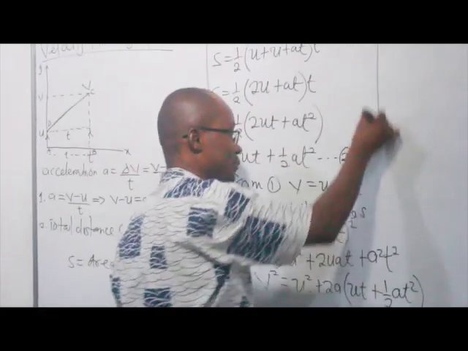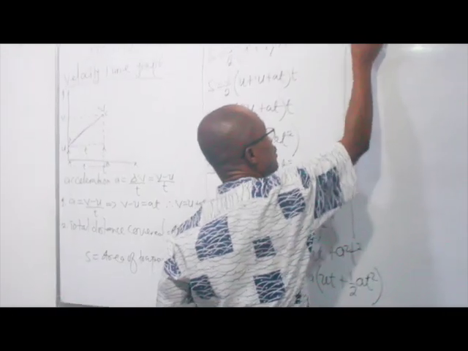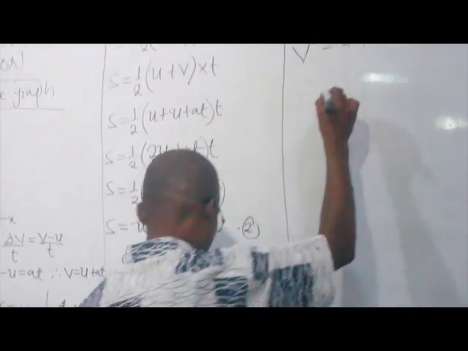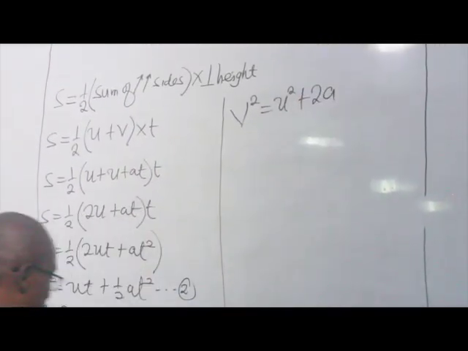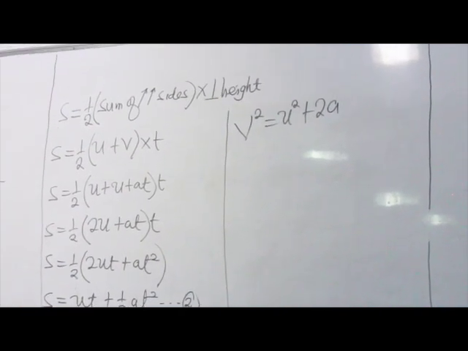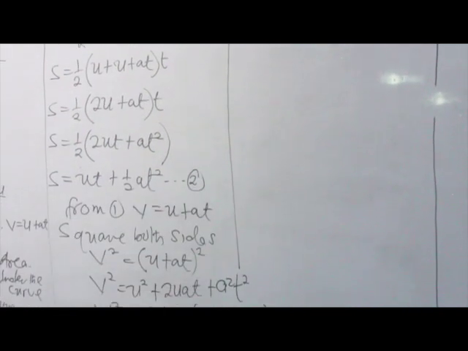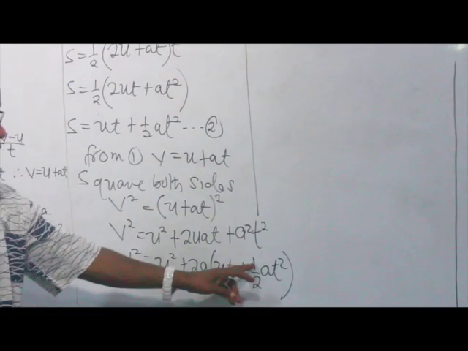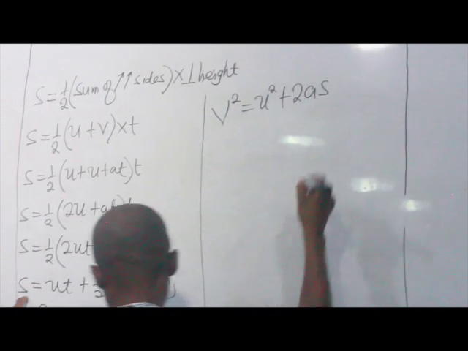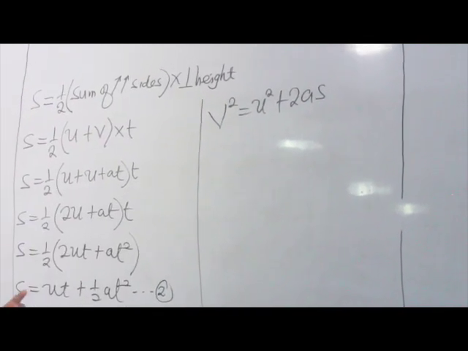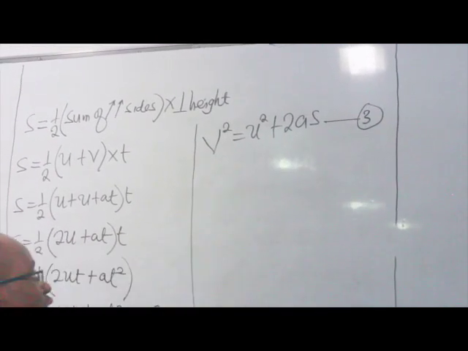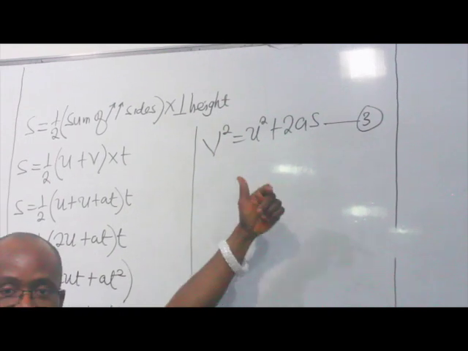So at the end of the day, we have V squared equals U squared plus 2A, and from equation 2, we get to know that UT plus half AT squared is S. All we need to do is to substitute the last part of this expression with S. So in this case, this is the third equation of motion. In the third equation of motion, we have V squared equals U squared plus 2AS.